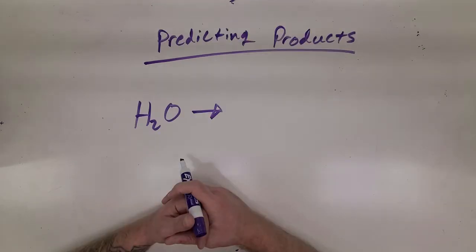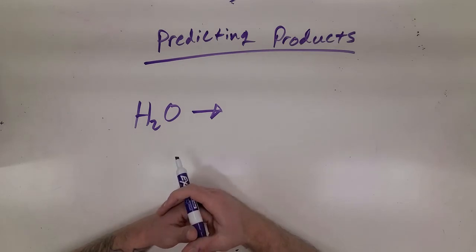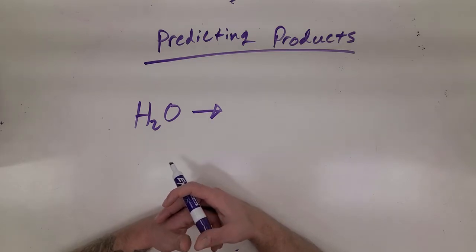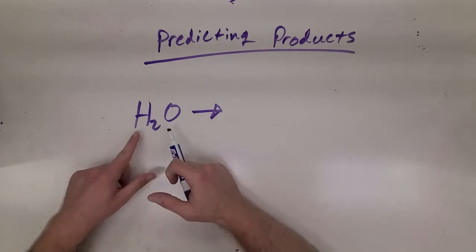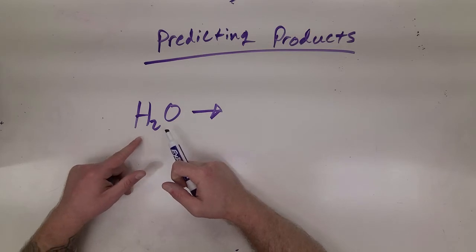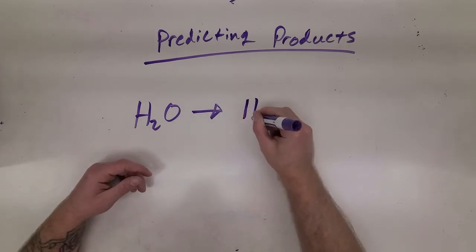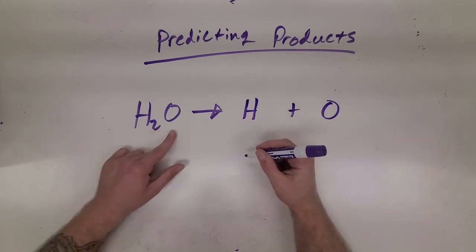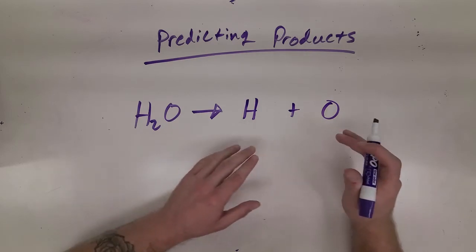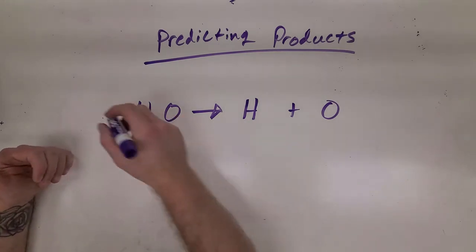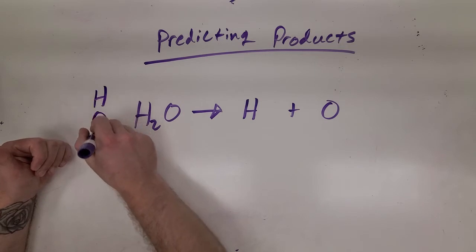Okay. Predicting products. For this type of chemical reaction, this might be the simplest of all the predicting products for the most part. All you're doing is looking at the makeup of that particular compound or molecule that you're starting with on the reactant side, and then you're just writing the individual elements over here. So hydrogen was one, oxygen was the other, and when you write them out over here, the only thing you need to look at is that list of diatomic elements that was previously mentioned.